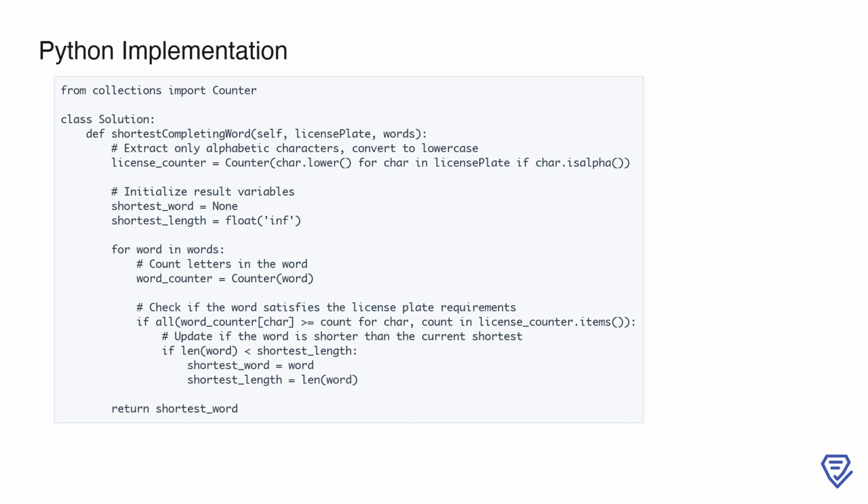If a word meets the requirements and its length is smaller than the current shortest_length, the method updates shortest_word and shortest_length with the current word and its length, respectively. Finally, after evaluating all words, the method returns shortest_word, which is the shortest completing word. This implementation is efficient and concise, handling edge cases like mixed case letters, non-alphabetic characters in the license plate, and multiple valid words in the list. The use of Counter ensures that frequency comparisons are straightforward and clean.